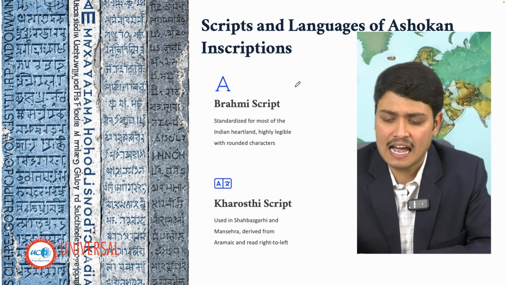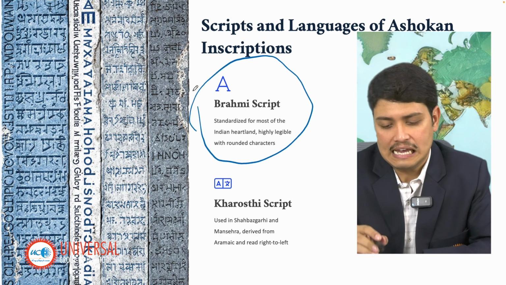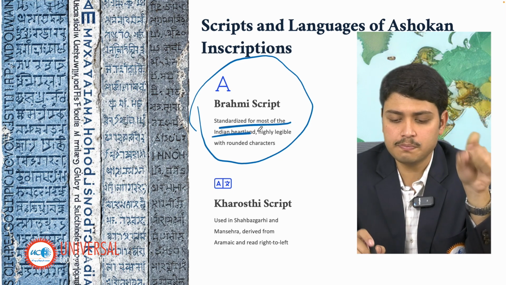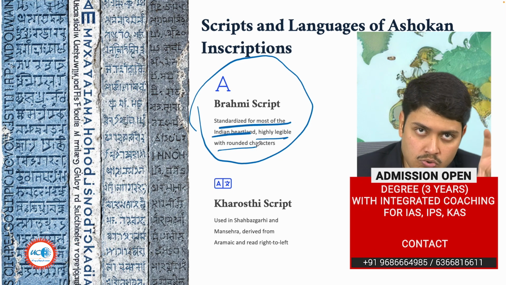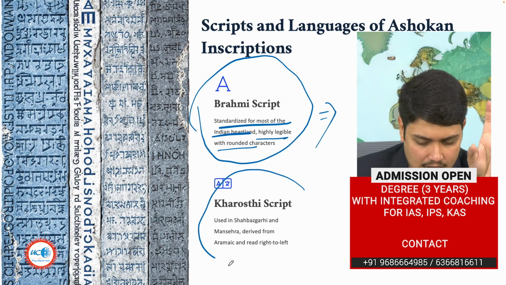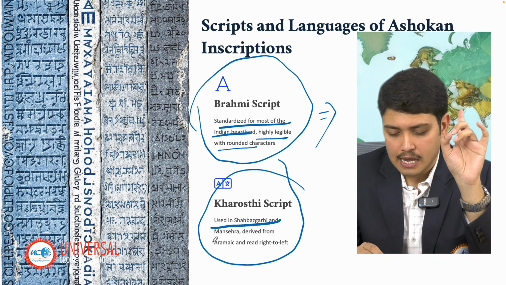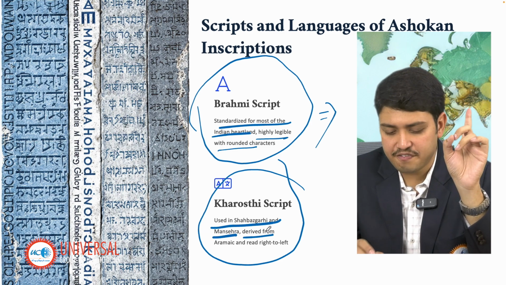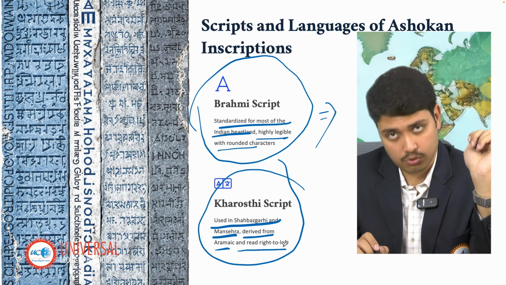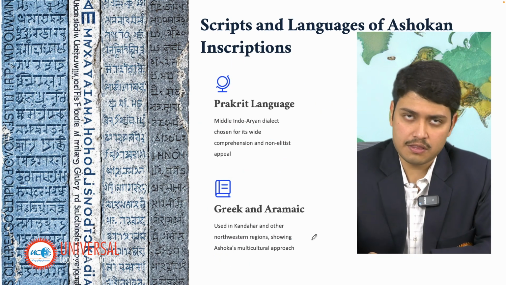Now, scripts and languages of Ashokan inscriptions. One is Brahmi script, standardized for most of the Indian heartland, highly legible with rounded characters. That was the feature of Brahmi script. Next is Kharoshthi, used in Shahbazgarhi and Mansehra, derived from Aramaic and read right to left. So Kharoshthi and Brahmi are the main scripts.